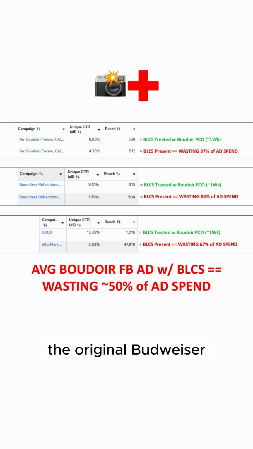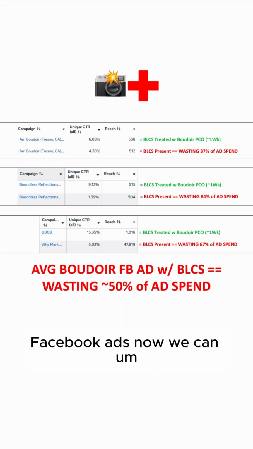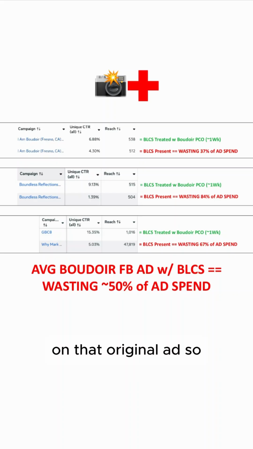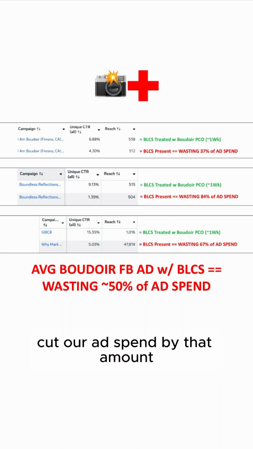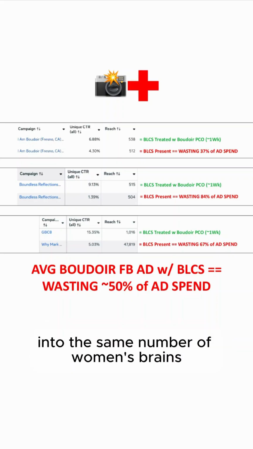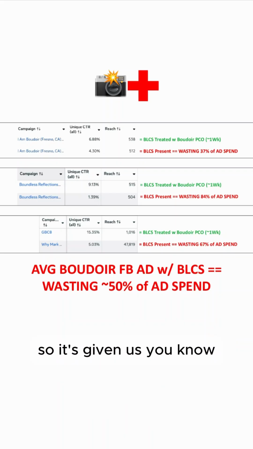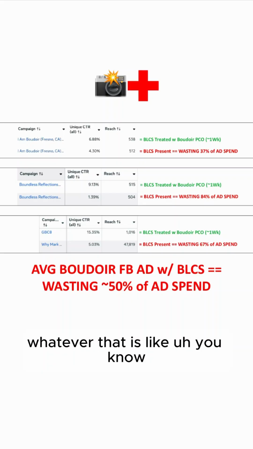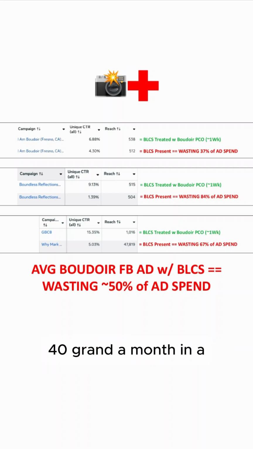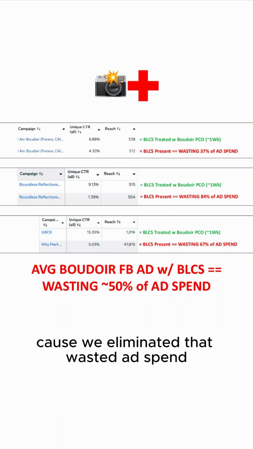So we found out the original Boudoir Facebook ad was wasting about 37% of its ad spend. If they're spending 10 grand a month on Boudoir Facebook ads, basically 3,700 bucks a month was being wasted on that original ad. So we can cut our ad spend by that amount, pocket it, only spend 6,300 bucks a month with the new Boudoir Pico treated ad, and get our ad into the same number of women's brains as if the original was still spending 10 grand a month. So it's given us 3,700 bucks a month times 12, like 40 grand a year in phantom profit, or extra profit, because we eliminated that wasted ad spend.